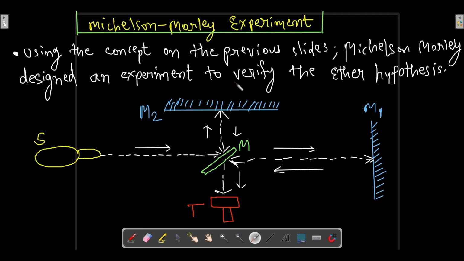Okay, using this concept Michelson-Morley designed an experiment, and this experiment was meant to verify the ether hypothesis. This also we have already discussed.